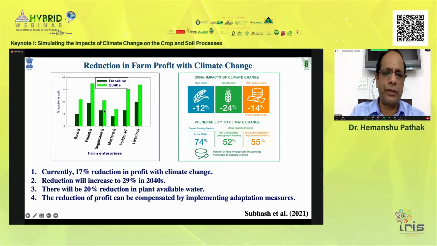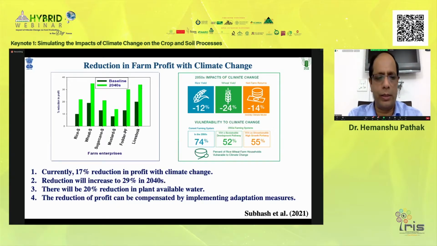So, for example, the left-hand side shows you that this is the baseline one, greener one. Then, of course, in 2040, what is going to happen if we follow the business as usual scenarios? So, what it says is that currently, if you are not following any adaptation options, then there is a 17% reduction in profit. But then, if you follow again business as usual scenario, then by 2040, this reduction, which is currently 17% only, is going to increase up to 29%. And a 20% reduction is going to be there in plant available water.